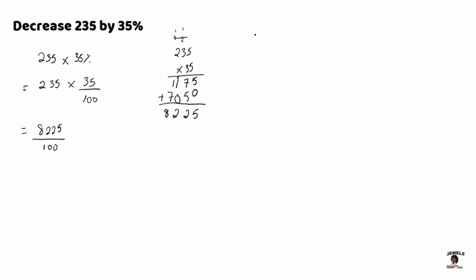And we're going to divide 100 into 8,225. So 100 can divide into 8. We'll add our 0. 100 can divide into 82. So above the 2, we'll add a 0 again. So we'll divide 100 into 822, which will be 8 times. 8 times 100 is 800. 822 minus 800 will leave us with 22.